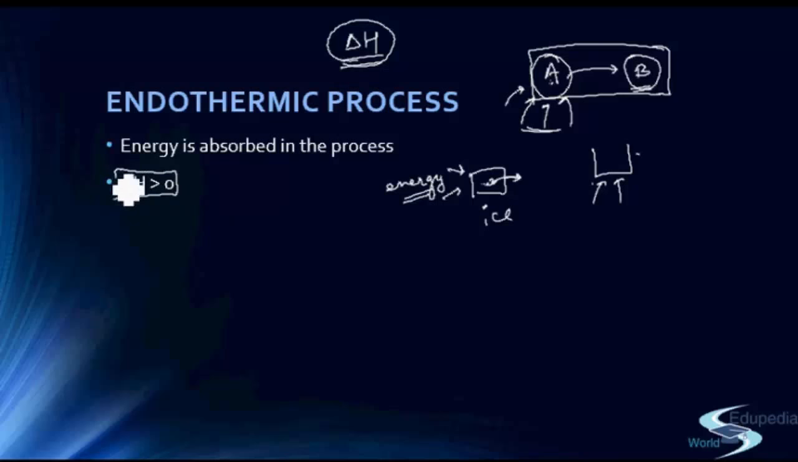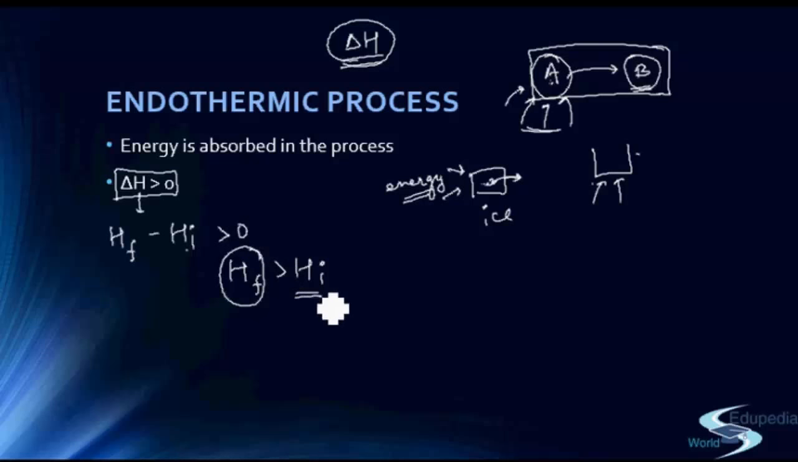In this process, delta H, that is the final enthalpy of your system minus the initial enthalpy of your system, is going to be greater than 0. That is, the final enthalpy of your system is greater than the initial enthalpy or heat of your system, which is quite understandable because energy is being absorbed, so the enthalpy of the system will probably increase, and hence the final enthalpy is more than the initial enthalpy or heat contained. So this is one way to look at it.